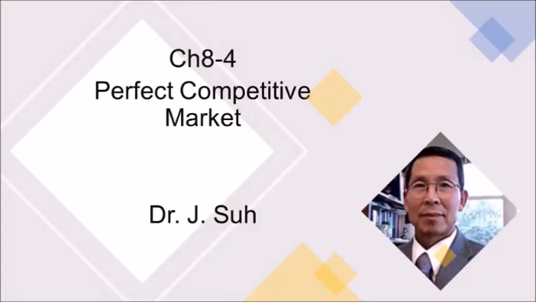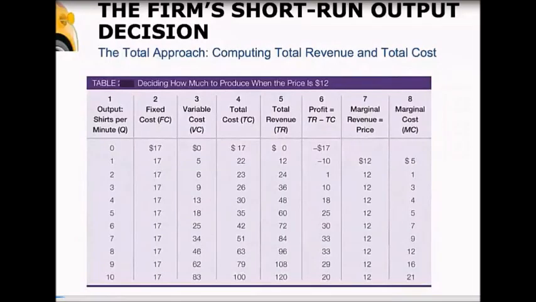Okay, now let's look at how a firm is going to make a choice. In the perfectly competitive market, the choice the firm makes is how much to produce. Remember, the firm is a price taker. So let's look at an example where we're looking at the production of t-shirts at a price equal to $12.